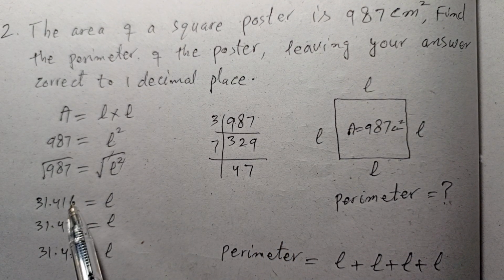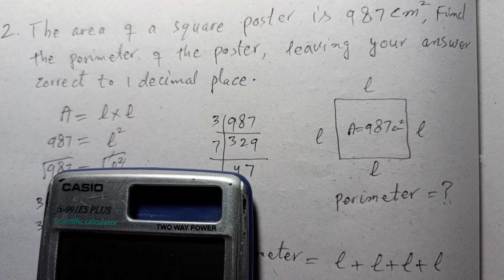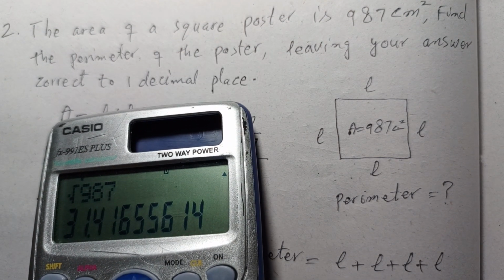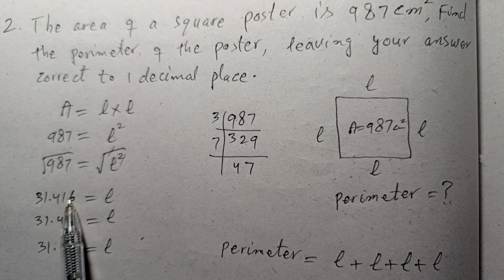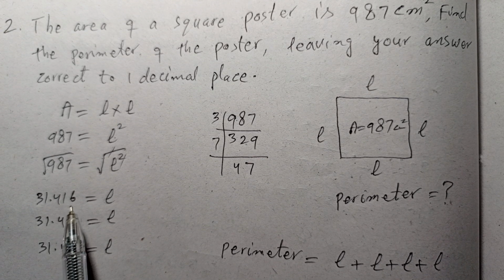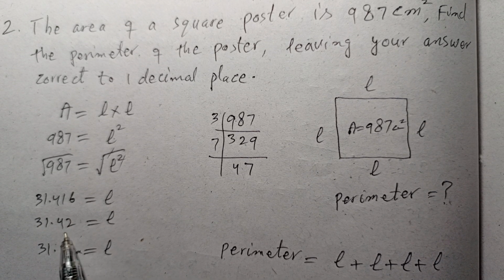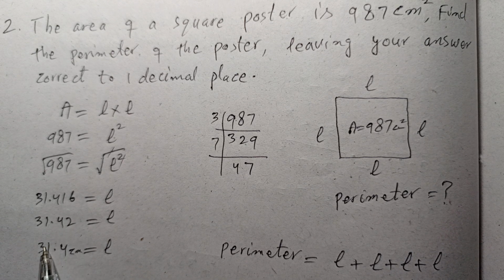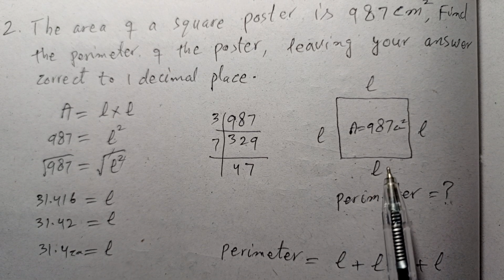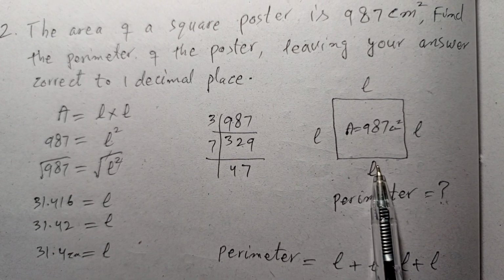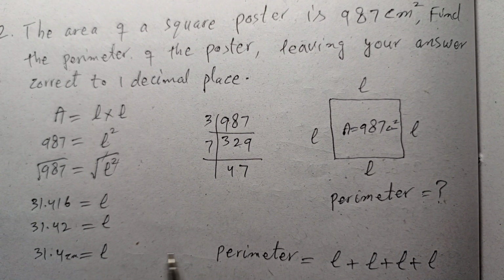Therefore I have written 3 decimal places according to estimation, and where the 6 was greater than 5, I took 6 as my start. So after dropping 6, this 1 will become 2 and it will become 31.42. Then if you want to remove this 2, it will become 4. So 31.4 centimeter is the length of one side, and every side is equal in length, so each side has a length of 31.4 centimeter.